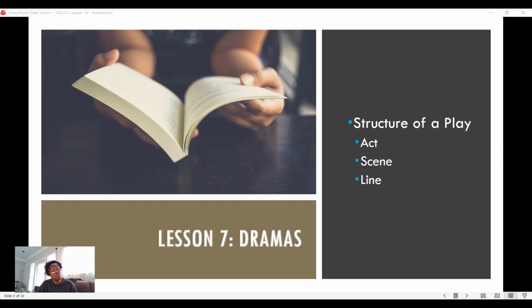But acts give plays a structure, and they help guide the audience through the story. So act one sets up the conflict and introduces the characters, right? And act two builds tension, raises the stakes. Hello, sounds like plot to me. And act three brings resolution to the conflict. So just like in a novel, plays have a plot. They still follow the plot structure. All of that was the plot. Act one, act two, act three, right? Obviously, the more acts, the more the plot is stretched out.